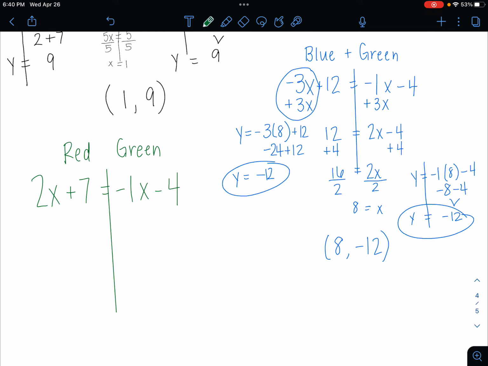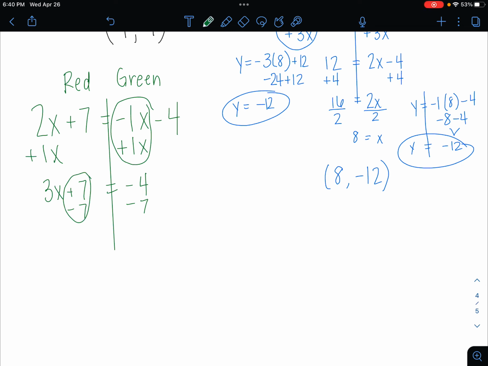Starting by solving for x. I'm going to start by adding 1x to both sides. I get 3x plus 7. This was 0, so equals negative 4. I want to get x alone, so I'm going to take away 7 from both sides. This makes a 0 pair. I'm left with 3x. And then negative 4 minus 7 equals negative 11.